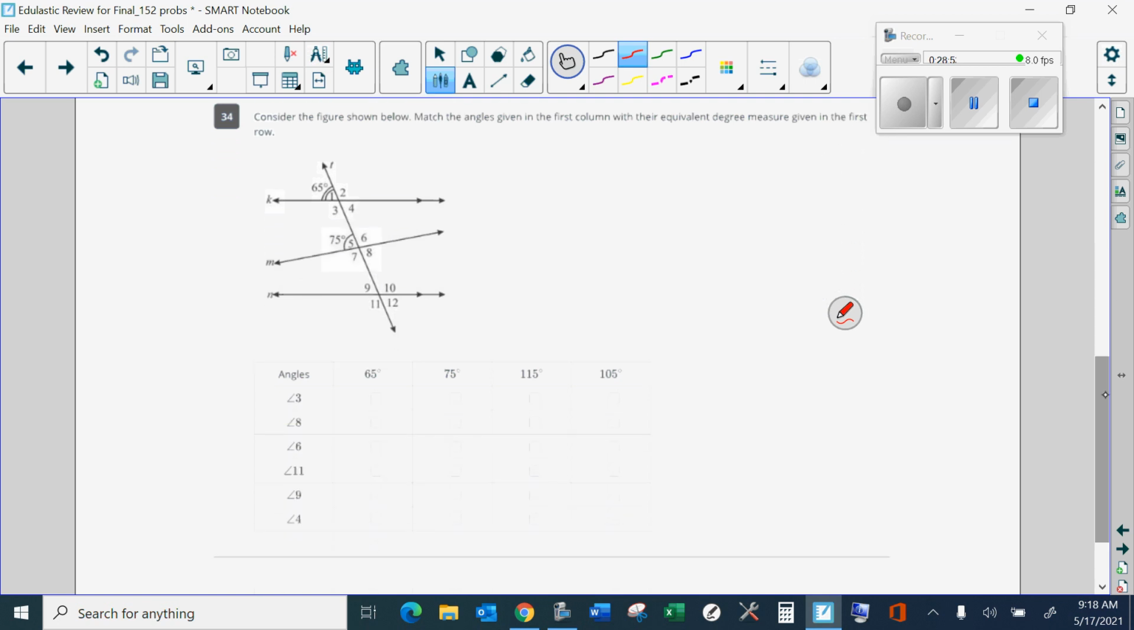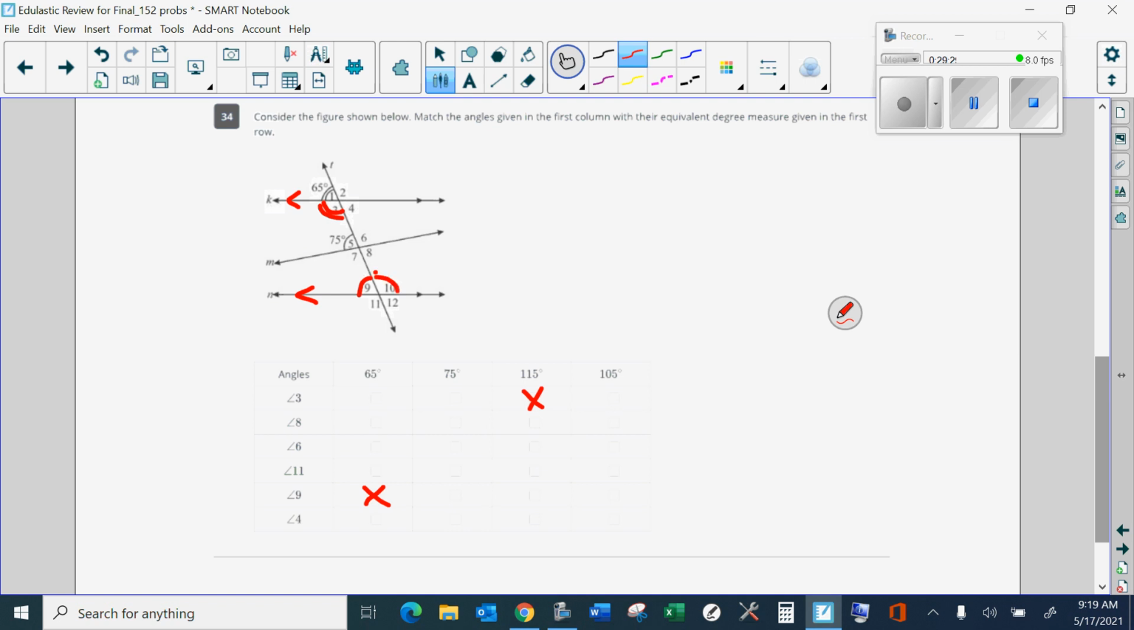Match angles in the first column with the equivalent degree measure in the first row. Angle 3. Also for angle 4, these are parallel. Notice this M is not parallel, so it's only this one and this one. Make sure you see that. So angle 9 has to be 65 degrees, corresponding angles. Angle 3 is a linear pair, so that's 115. Angle 2 is also a linear pair, which they don't have here, but that'd be 115.